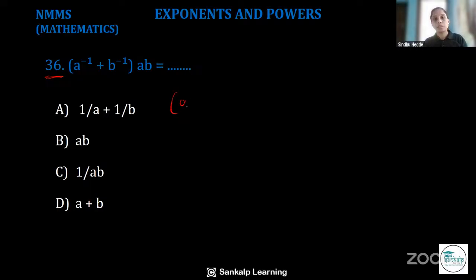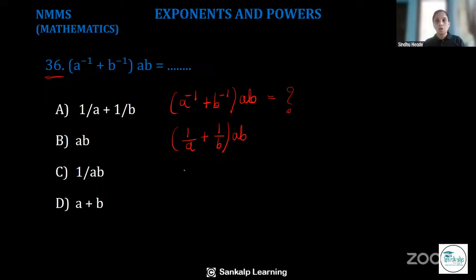Here the given term is A raised to minus 1 plus B raised to minus 1, whole term multiplied with AB. Let me take this term inside the bracket. A raised to minus 1 is nothing but inverse of A. So it is 1 by A plus B inverse is 1 by B, into AB.